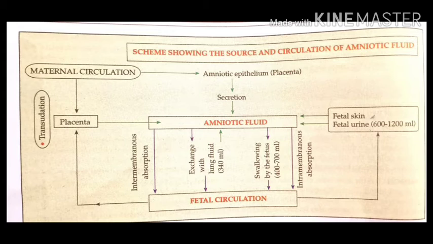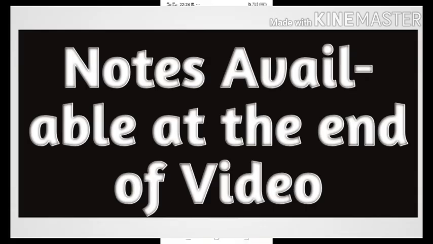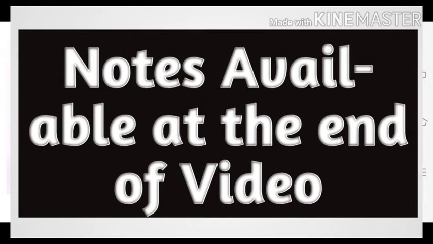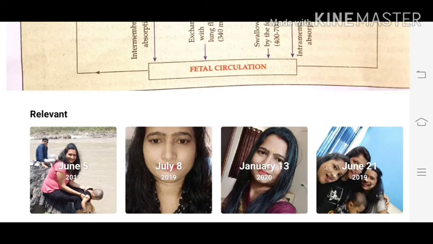In maternal circulation, this process happens by transudation, and the serum goes to the amniotic epithelium and placenta, and by the process of secretion goes into the amniotic cavity and accumulates. Second is through the placenta, directly from maternal circulation by the process of transudation it goes to the placenta and then comes into the amniotic cavity. Second is the fetal circulation.